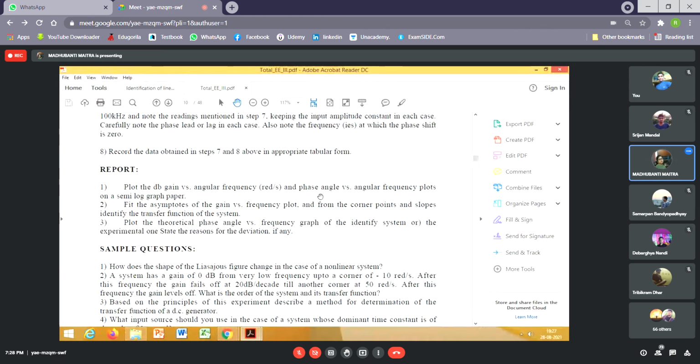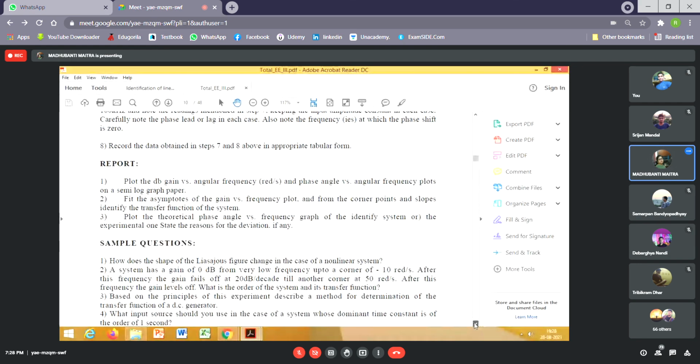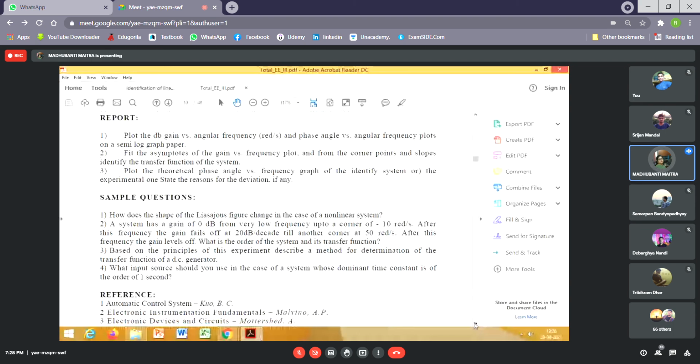And here we'll get two sets of phase angles, one theoretically obtained and another experimentally obtained. Fit the asymptotes as I've explained to find out the corner points and identify the transfer function of the system. Also, it's written over here, plot the theoretical phase versus frequency.